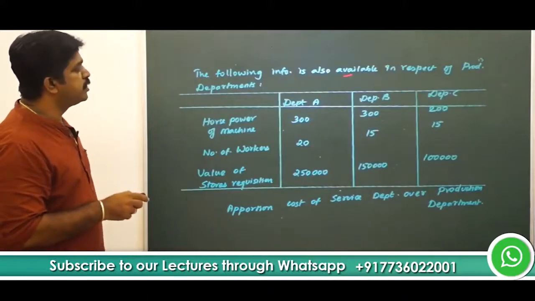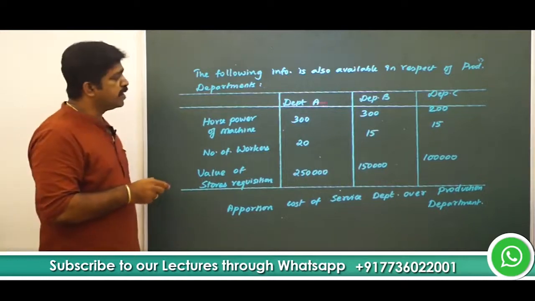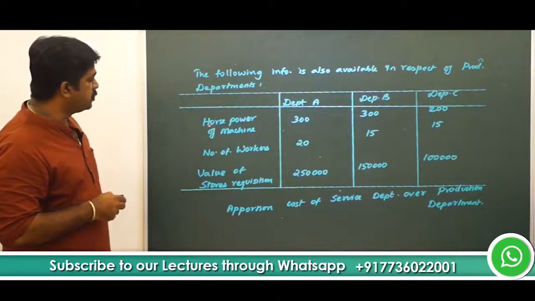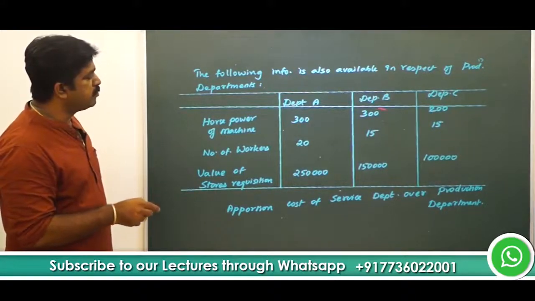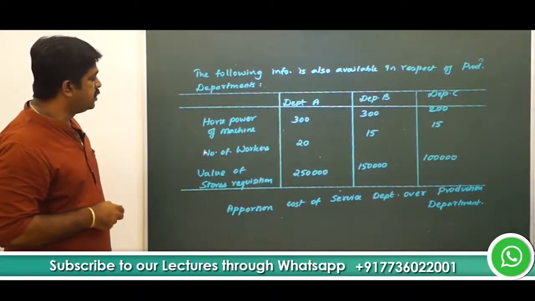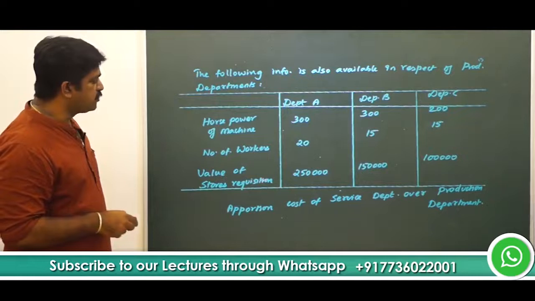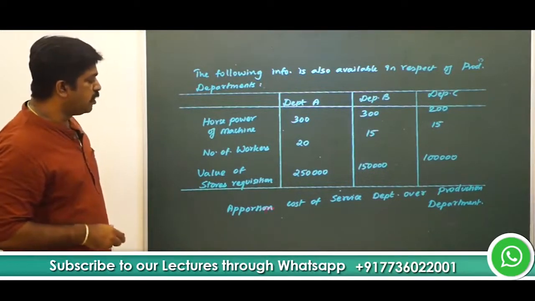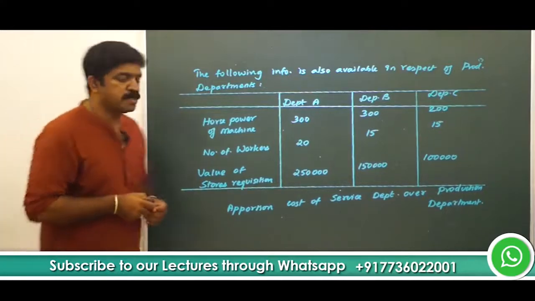The following information is also available in respect of production departments. So we have 3 production departments, that is A, B, C. So this is the information. Horsepower of machine: department A 300, B 300, C 200. Number of workers 20, 15, 15. Value of stores requisition 2,50,000, 1,50,000, 1 lakh. You have to apportion the cost of service departments over production departments.